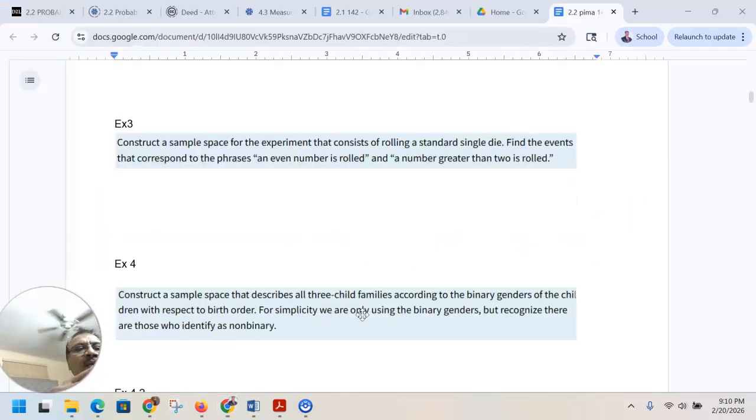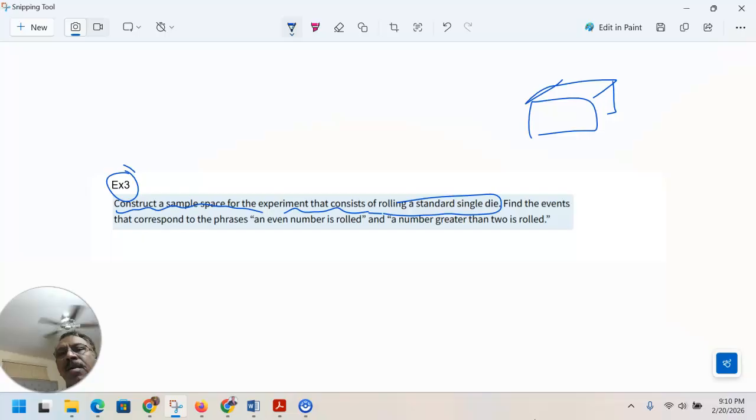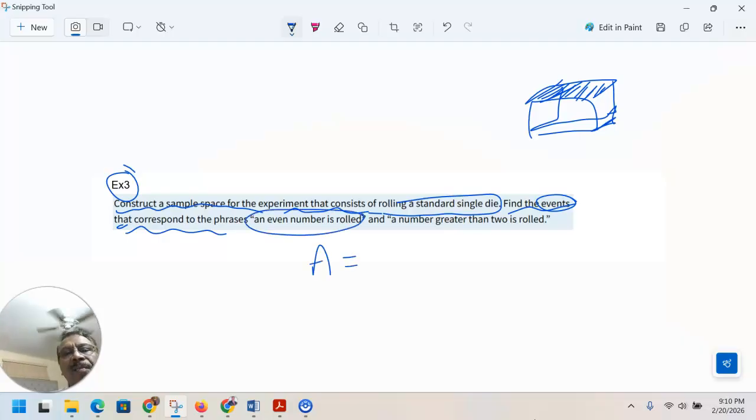Example number 3 is construct a sample space for the experiment that consists of rolling a single die. So this is what I've been showing all the time. This is what shows up. Find the events. There are two of them. The first one says an even number. So A is: an even number is rolled, meaning an even number shows up.